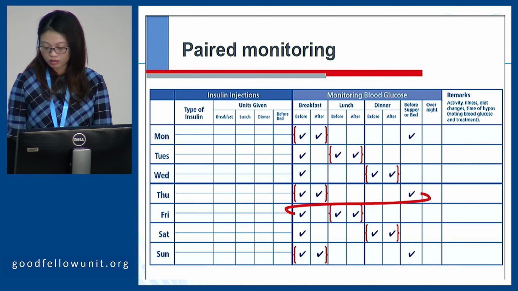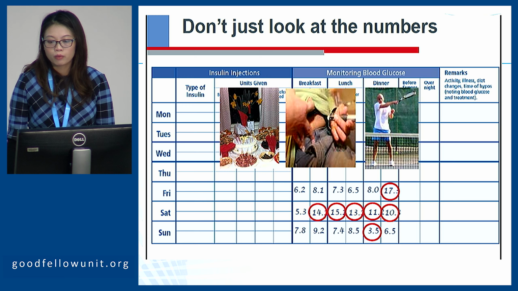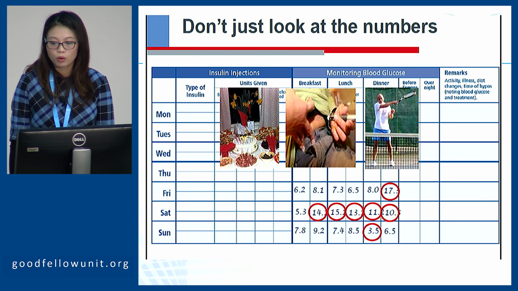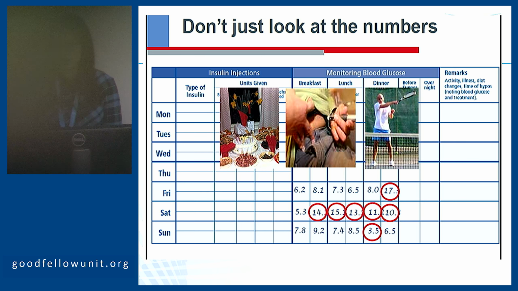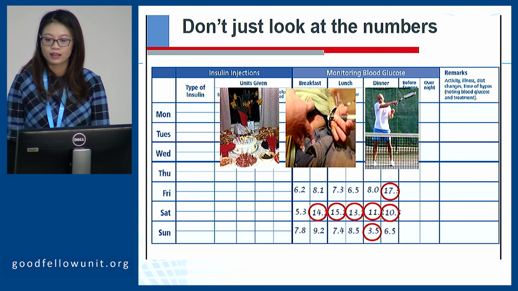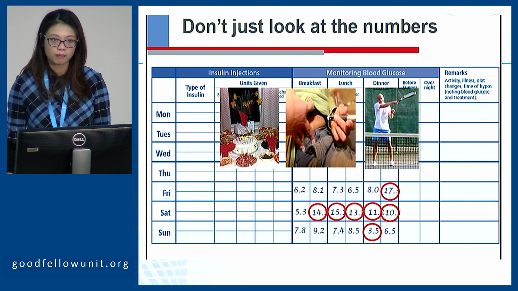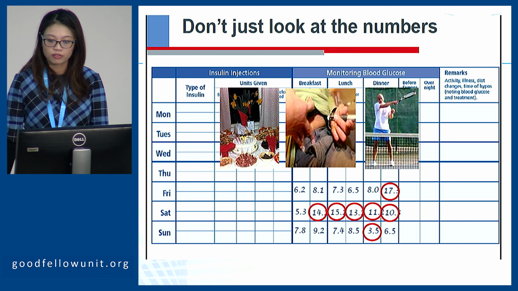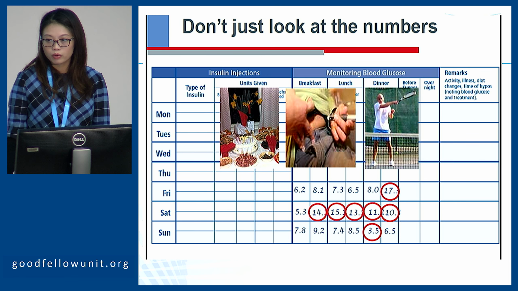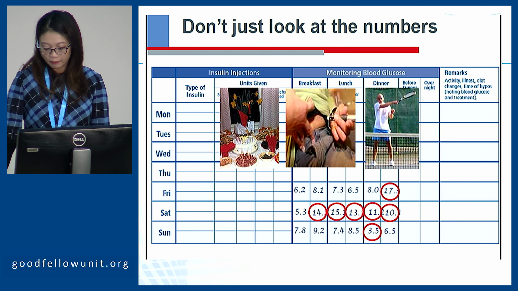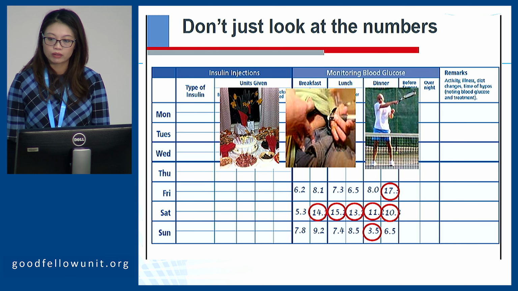Also, when we review their blood sugar levels from their logbook, we don't just look at the numbers, we need to find out the reason why there's a high or low. For example, a high number may be related to a big meal, or it might be because they got lipohypertrophy, or a low blood sugar level might be related to having just exercised. So we need to also think about these risk factors as well. Thank you.